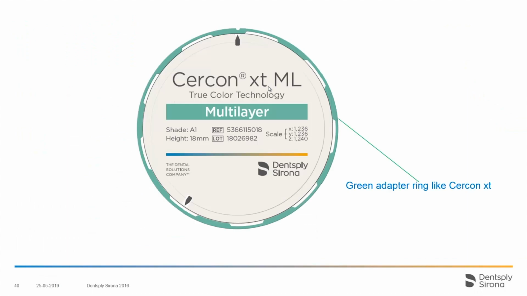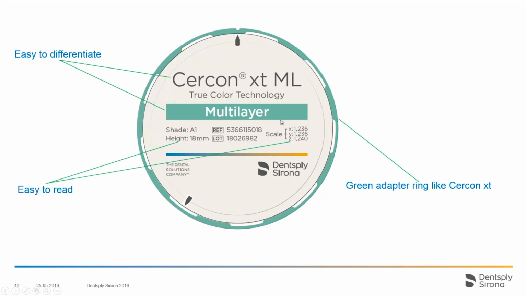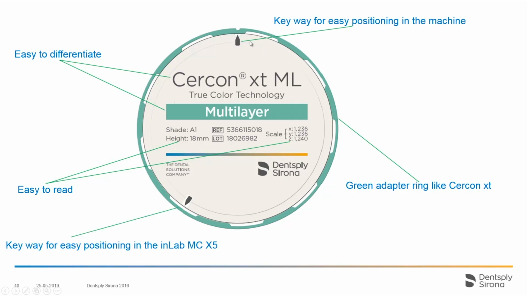We really love this Sirona XT multi-layer. It has a normal green adapter ring like the Sirona XT. It's very easy to differentiate its multi-layer in the middle. Very easy to read. Instead of having the numbers on the side only, it has them on the top, so it's very easy to load your disc into the CAD or the CAM software. We have two different keyways here. This one at the top is for positioning in third-party mills, and the one at the bottom is for positioning in the inLab MCX5.